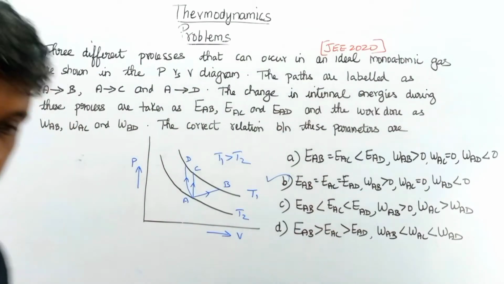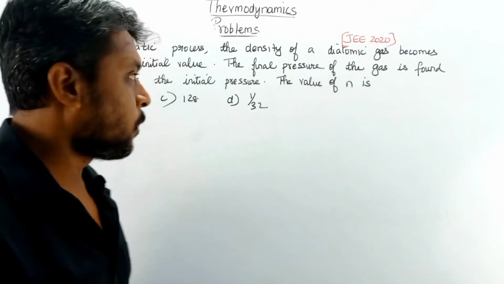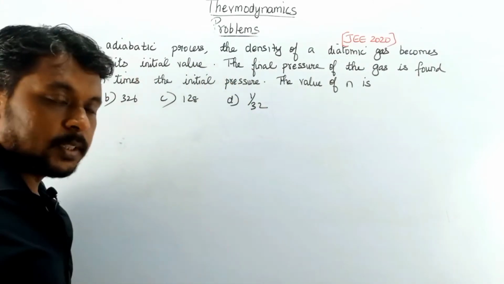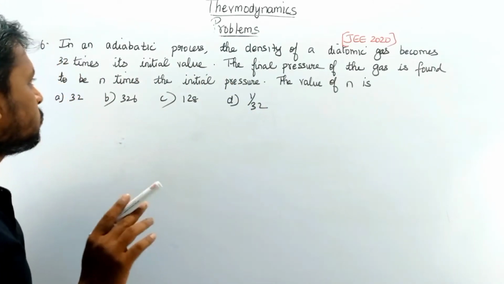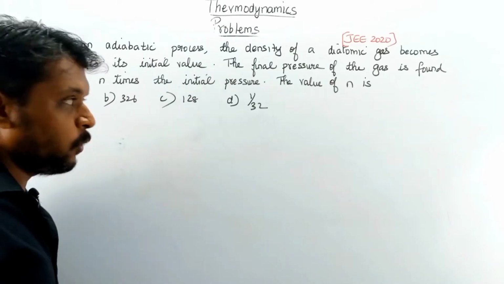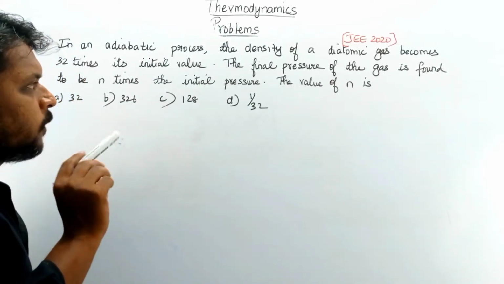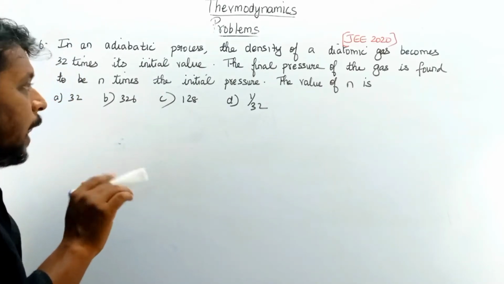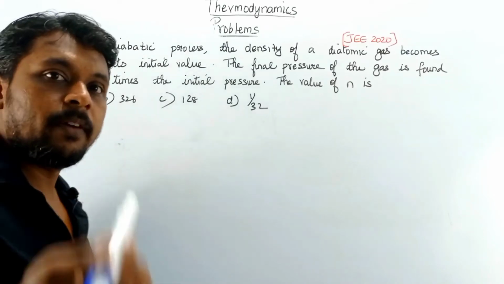Okay, the sixth problem. In this problem, in an adiabatic process, the density of a diatomic gas becomes 32 times its initial value. The final pressure of the gas is found to be n times the initial pressure. So, what will be the value of n?